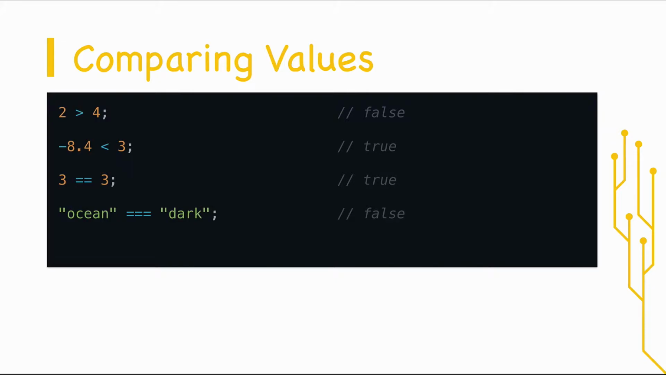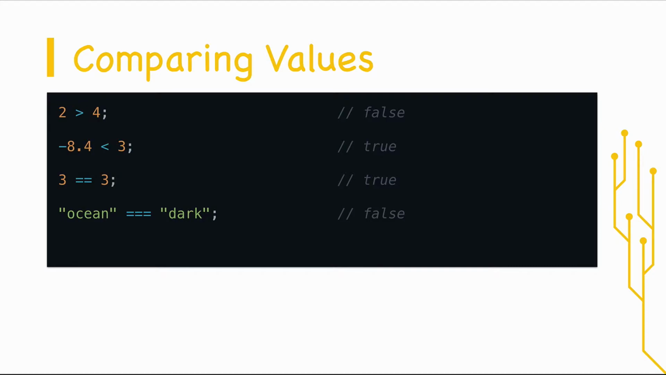Now here's another thing. The comparison operators are not only used on numbers, they can also be used on strings. So in this case, we have a string with the value ocean, and another string with the value dark, and between them we have 3 equal signs. And this is a strict equality operator. So 2 equal signs means the equality operator, and 3 equal signs means the strict equality operator. There are some differences between the two. For example, the strict equality operator also takes into consideration the data type, whereas the equality operator only takes into consideration the value and not the data type.